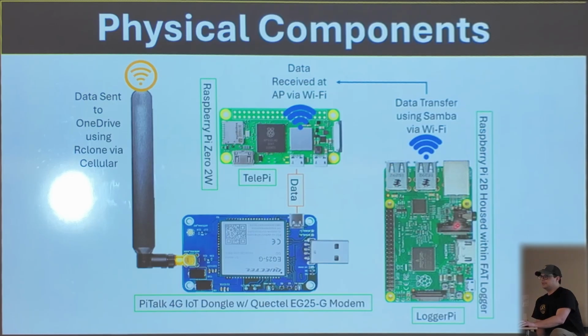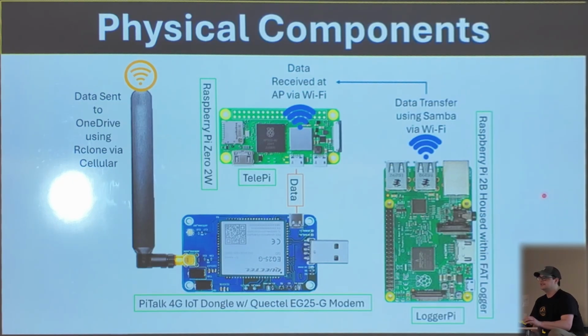This is a system diagram showing how everything works. On the far right here, we see a Raspberry Pi 2B, which I'll refer to as Logger Pi. This is the Raspberry Pi that is integrated within the loggers themselves, and this is where all the data is stored. The data is stored here in a folder called Tomo. So when I mention Tomo, that's what I'm talking about, it's just the data files.